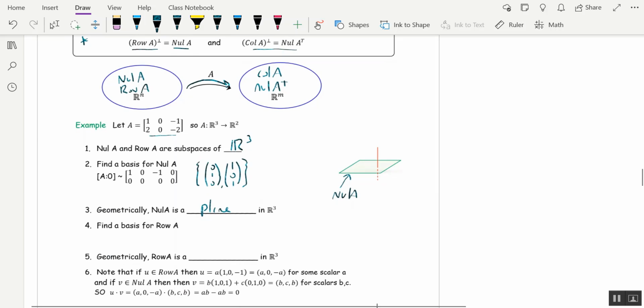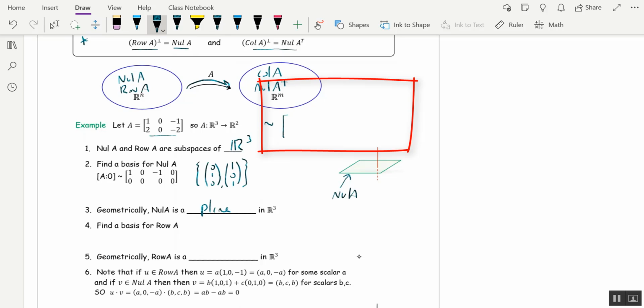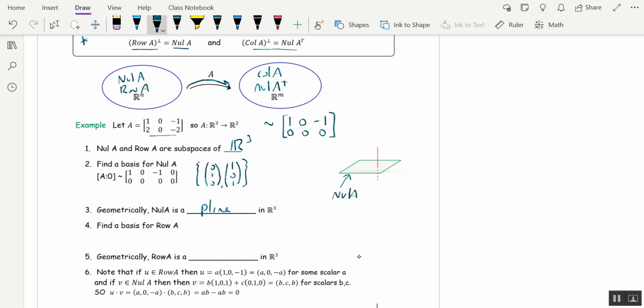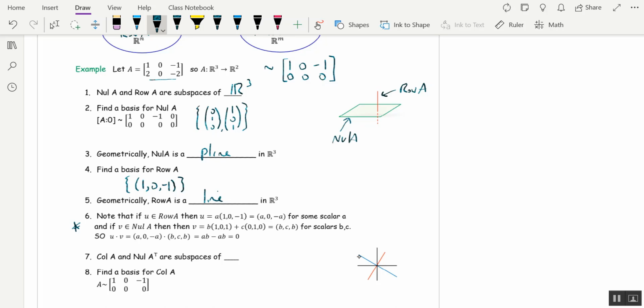Now, find a basis for row A. Recall how to do that. We take A and we reduce it down to echelon form B, and in that case we get 1, 0, negative 1, 0, 0, 0. Take the non-zero rows of B. So a basis for row A would be just that single row vector, 1, 0, negative 1. Geometrically, that spans a line in R3. So this would be row A. Now, section 6 proves that if you take any vector in null A, it is indeed orthogonal to any vector in row A. Those are perpendicular subspaces.